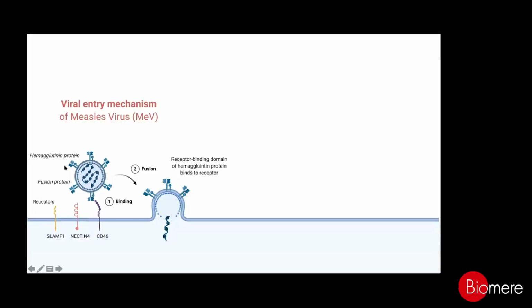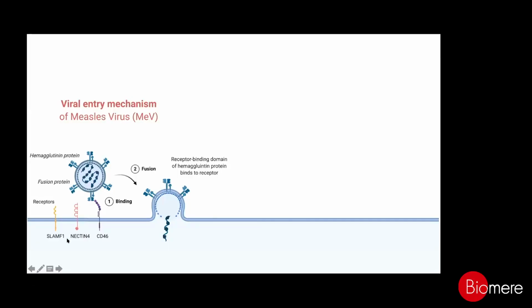Measles virus is an RNA virus with a lipidic envelope that enters the host cell via cell-to-cell fusion at the plasma membrane. The entry process of the virus is mediated by the two envelope-embedded proteins named the hemagglutinin protein, or attachment protein, and the fusion protein. The hemagglutinin protein is involved in the first step in virus entry, which is binding to host cell receptors.